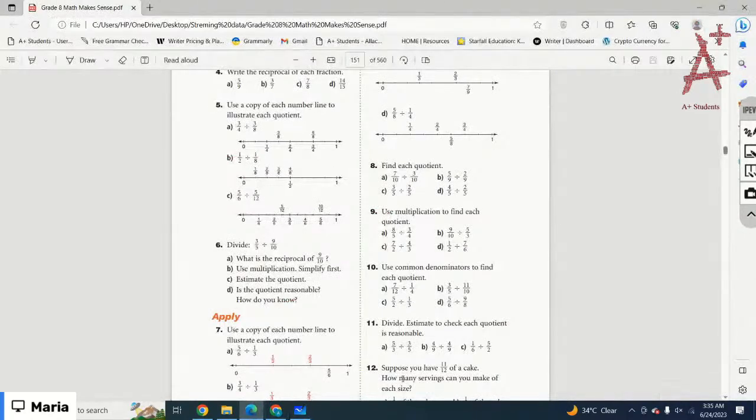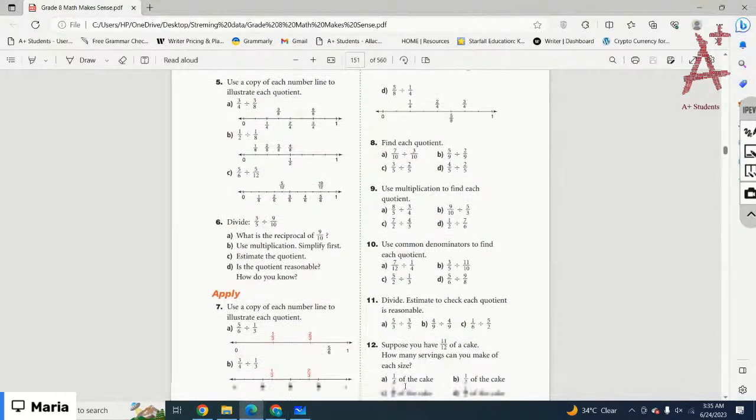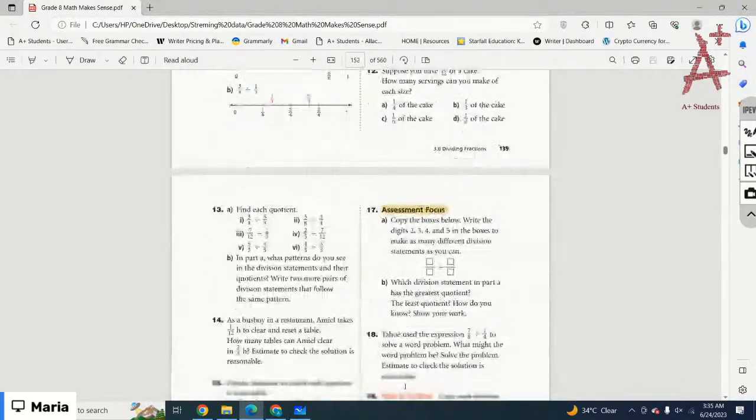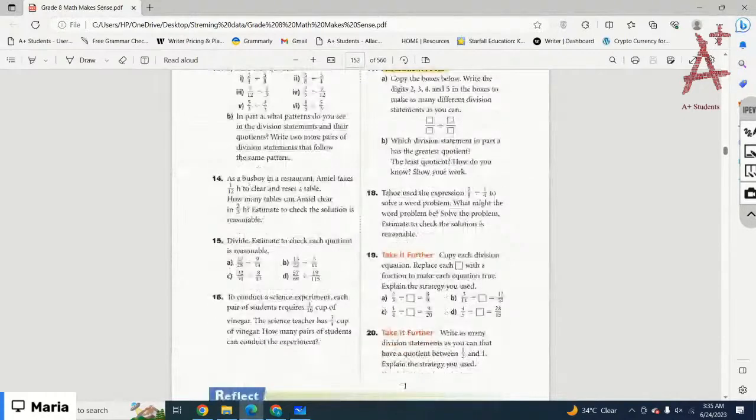You can do 9, 10 and 11 on your own. Let's just move on to question number 14. As a busboy in a restaurant, Amil takes half hour to clear and reset a table. How many tables can Amil clear in 2 by 3 hours? Estimate to check the solution is reasonable. So the time is 2 by 3 hours. Got it?